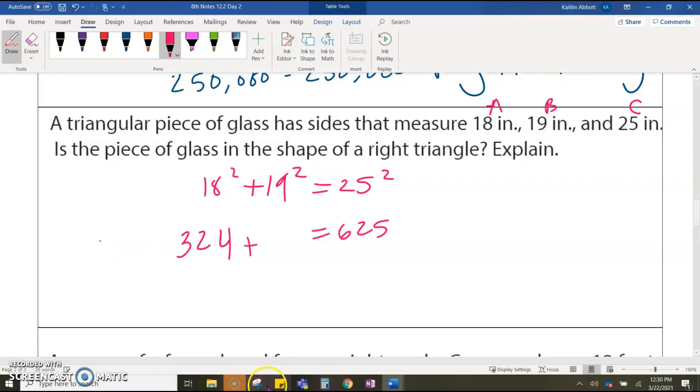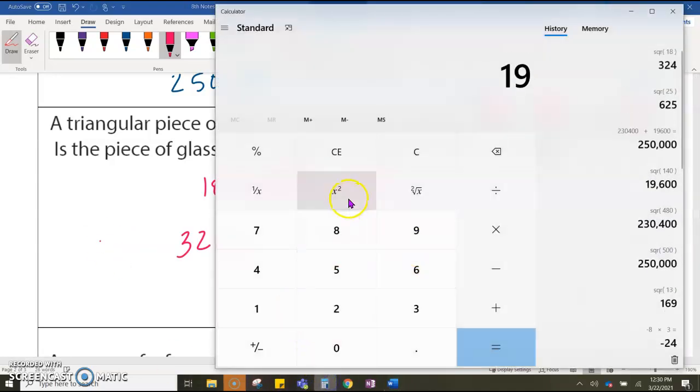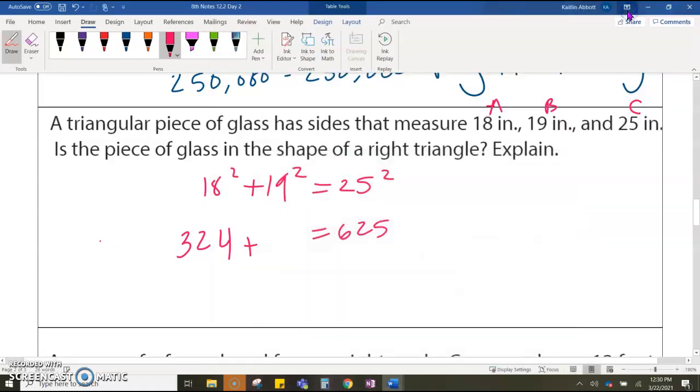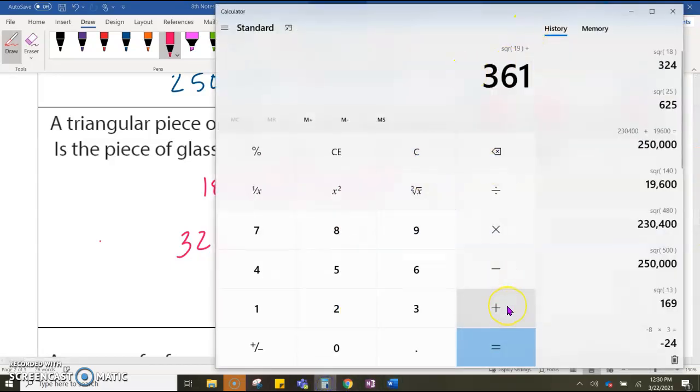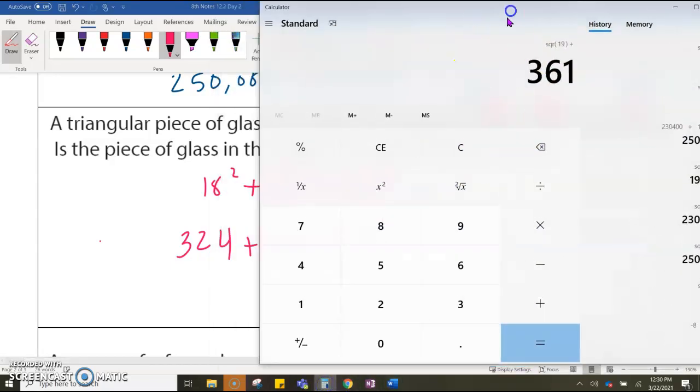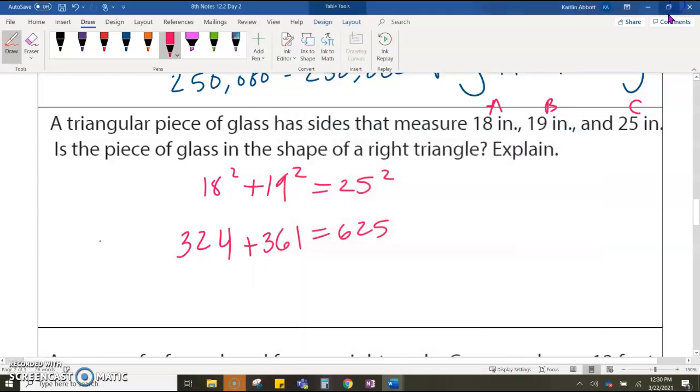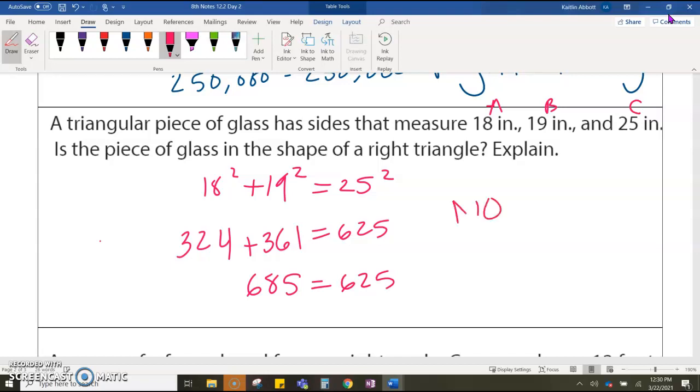Plus 19 squared, 361. And add those together. So leave that in the calculator. Press the plus button because I forgot that last time. 324 plus 361 equals 685. 685 equals 625. Uh-oh, they don't equal each other, so it is not a right triangle. So we're going to start off by saying no.